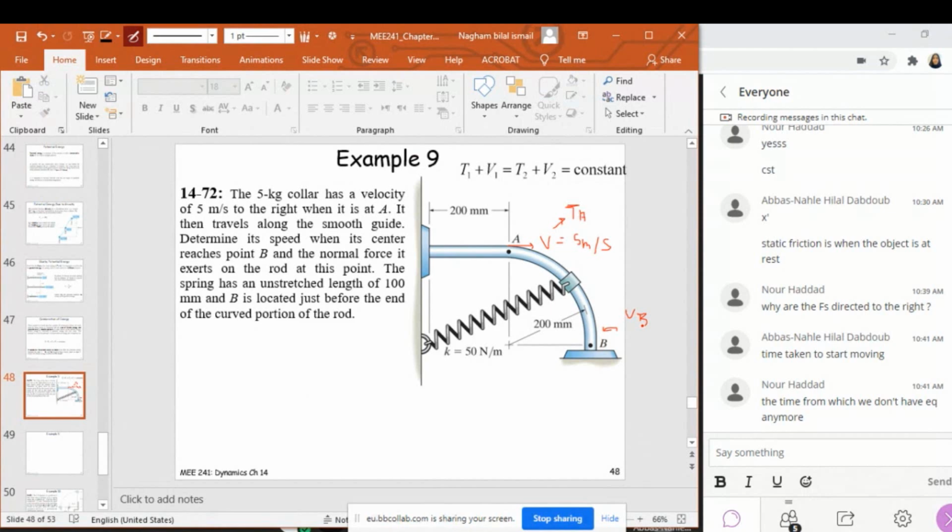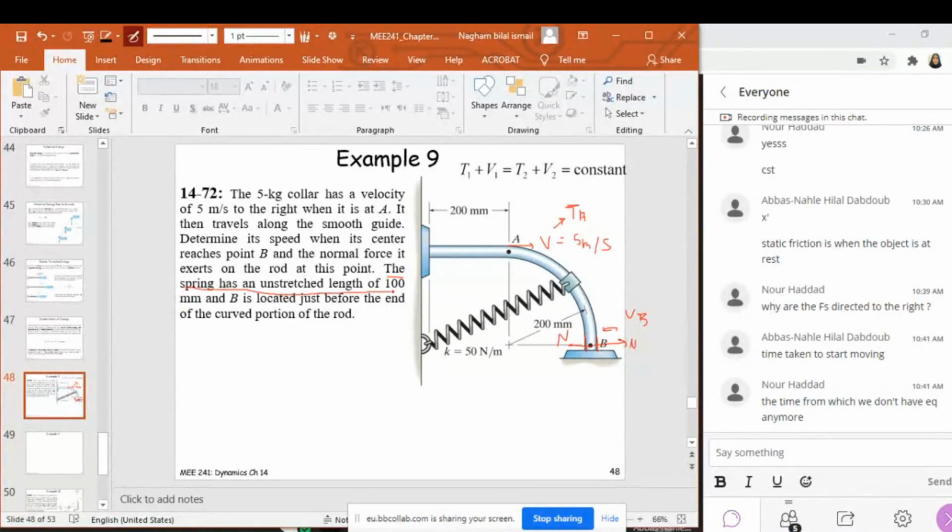And the normal force it exerts on the road at this point, I'm going to also find the normal force that could be to the left or to the right, all right? Because I have two normal forces. I have two supports here that are restricting the collar. So in fact, I can assume any direction, and then I can find out if this assumed direction is correct or not.